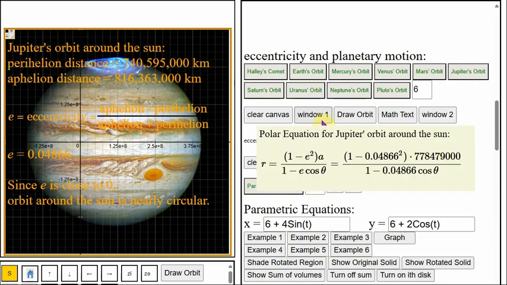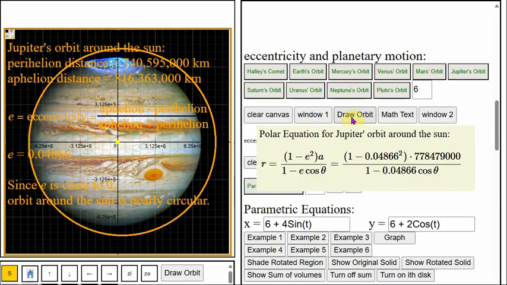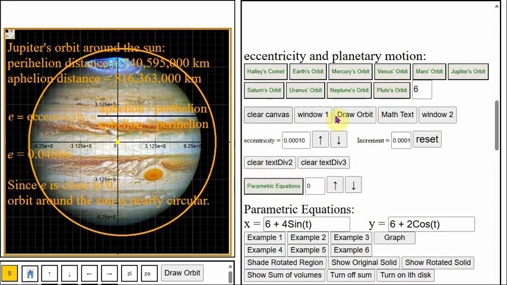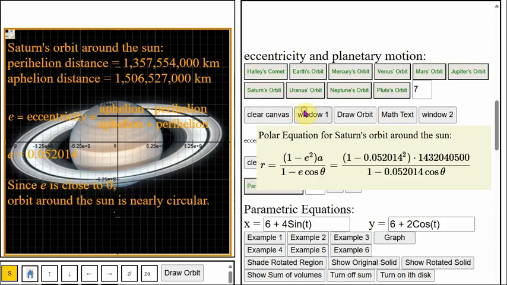And then for Jupiter's, the eccentricity is 0.04866, which is very close to zero. And so again, we see that the orbit is very circular. And then here's Saturn's. Saturn's eccentricity is 0.05201. Again, very close to zero, and therefore the orbit is very circular.